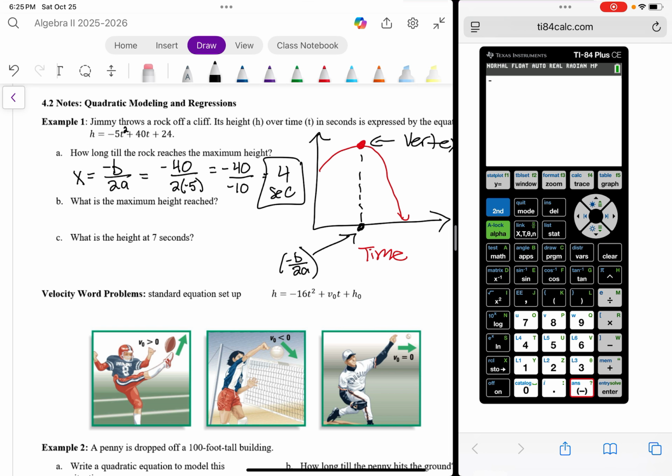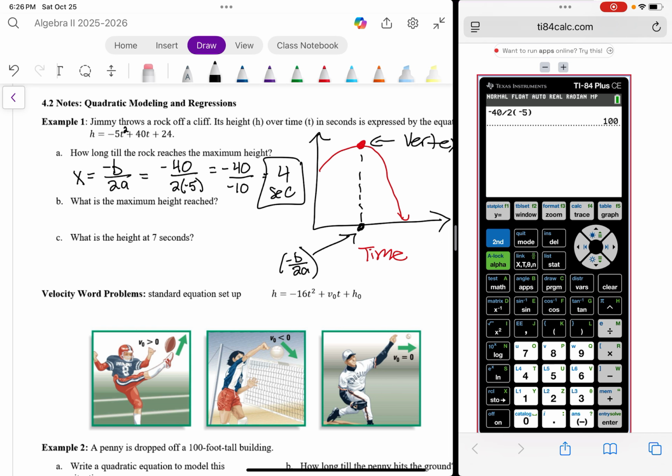Now, if you were to type in negative 40 divided by 2 parentheses negative 5, you will see that you get 100. The reason is because your calculator is doing negative 40 divided by 2, which is negative 20, and then multiplying by negative 5. So unless you type it in with double parentheses, you will get the wrong answer. So it's easier if you just simplify the bottom and then do your division on the calculator.